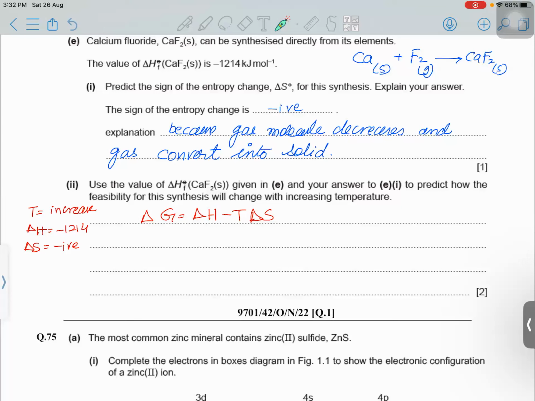Now listen. When you increase the temperature, you know that delta S is negative. So when you increase the temperature, T delta S becomes more negative. As this becomes more negative, negative plus, so the value of delta G is positive.